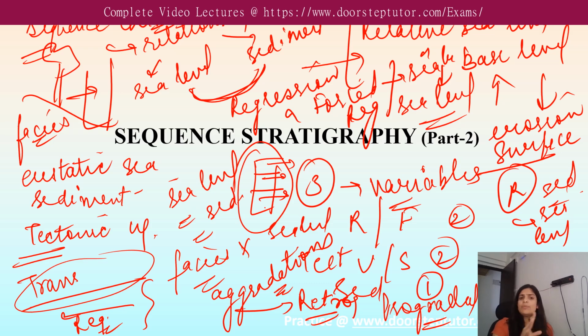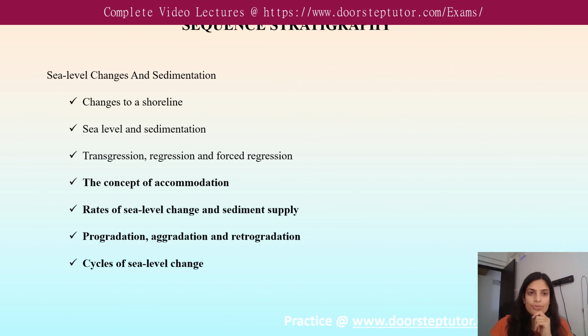And these are very important because these are some of the jargons, or technical terms, which are used in sequence stratigraphy, because afterwards when we study system tracts, or a depositional sequence, you will have to use this terminology, right? So now let's see what we are going to talk about today. As I told you, we talked about changes to shoreline, sea level and sedimentation, transgression, regression and forced regression, right? So today we are going to start with the accommodation concept.